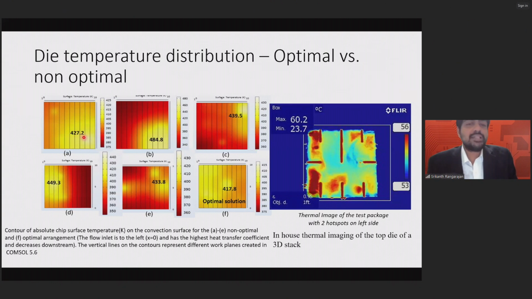And we validated one such case with one of our experiments where we had a test package of 2 layers, and we tried to see if the model works, and it really works. So this is the thermal imaging that we had, and we also were able to get an optimal solution.